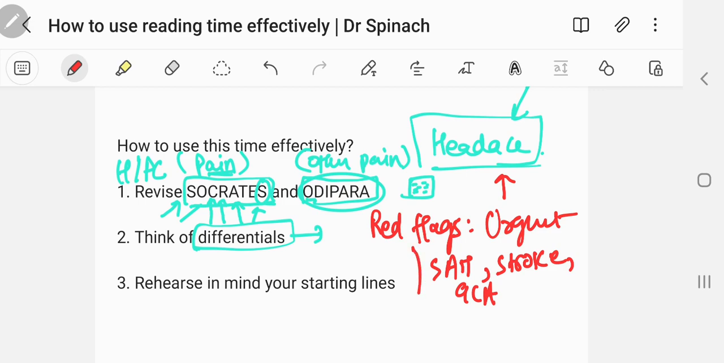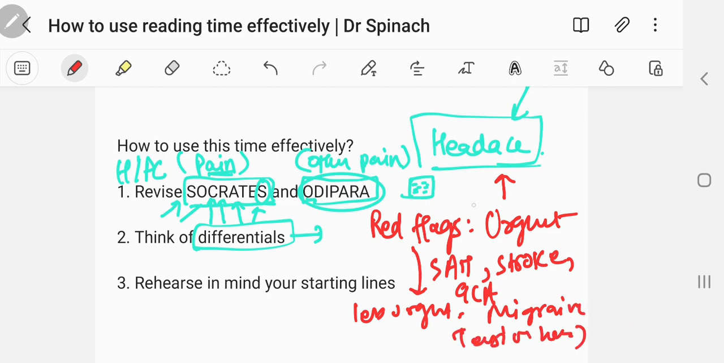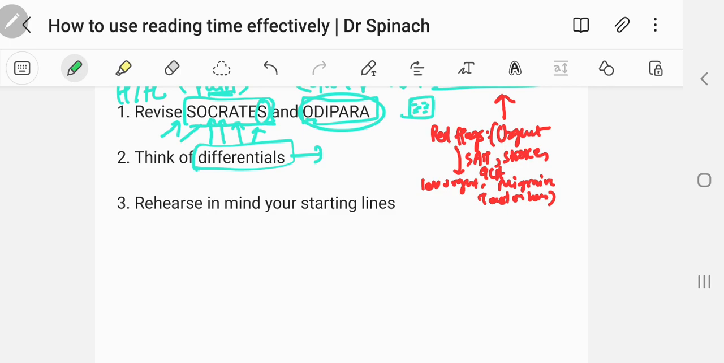Now, the next thing that you should think about outside your cubicle is less urgent differentials. For example, you can think about migraine, you can think about tension headache. So think about all the questions you will ask about these, okay? And finally, what else? Finally, you should rehearse what you're going to start with and how you're going to start.